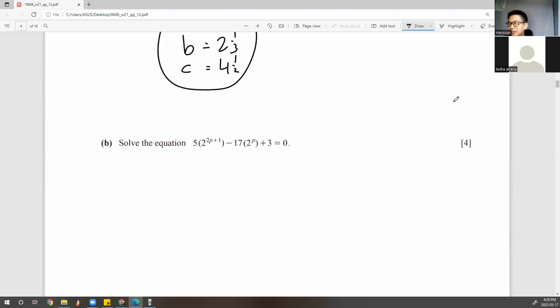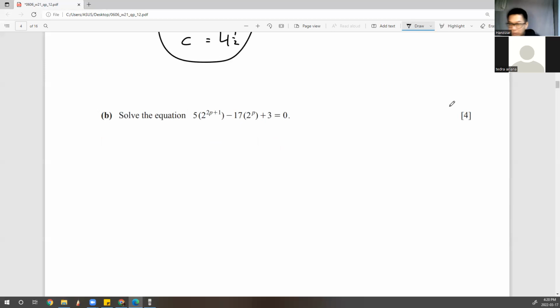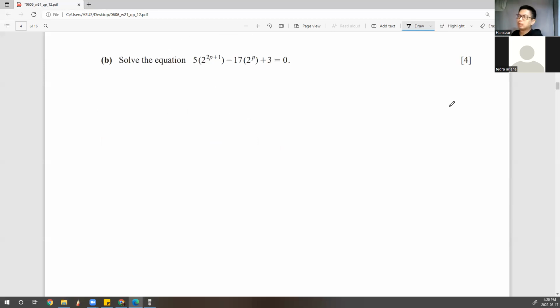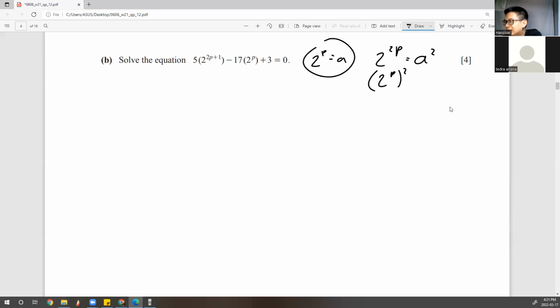Okay, solving the equation. There you go. This is the harder part. Why? Because we have 2 power 2p. So you have to simplify this. Let 2 power p equal a, or you can write b, q, x, you can write anything. And 2 power 2p will not be 2a. Careful, it is a squared, because this is (2 power p) squared. So this will be the most important part to solve the remaining questions.